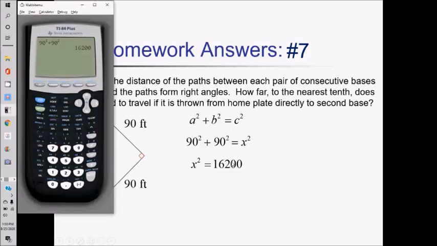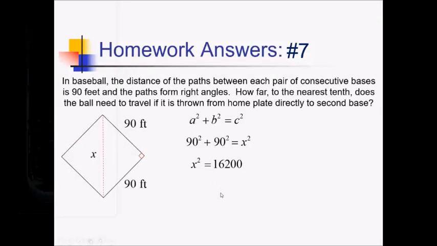So back to the calculator. Let's do second x squared to get my square root. And then let me just arrow up to grab that output from before. Press enter. Press enter again. And it comes out to about 127.3. And that's going to be in feet.